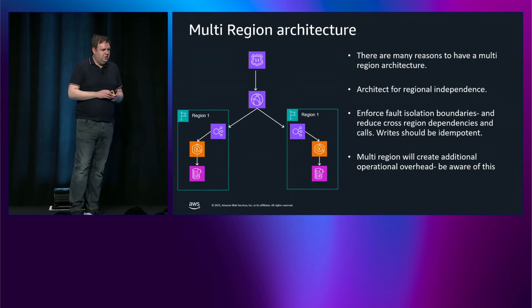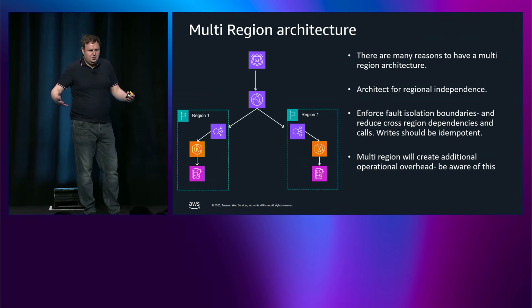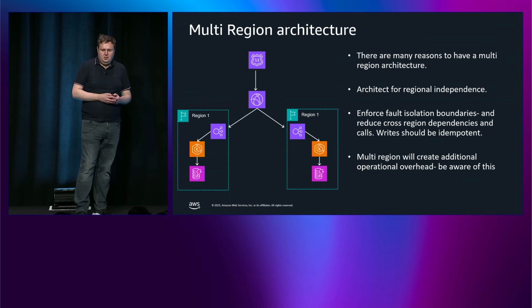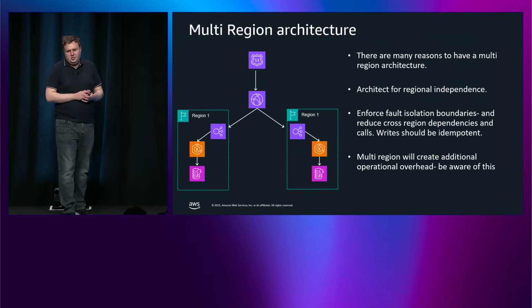One key thing if you have multi-region: architect for regional independence. If you have an issue in one region, that shouldn't impact another region. Keep them separate, try to avoid cross-dependencies. Make your writes idempotent. Unlike cells, this will create additional overhead for you operationally. Be aware of that before you go in. Really think of the trade-offs you need and what you need to be able to comply with and what your availability needs are.